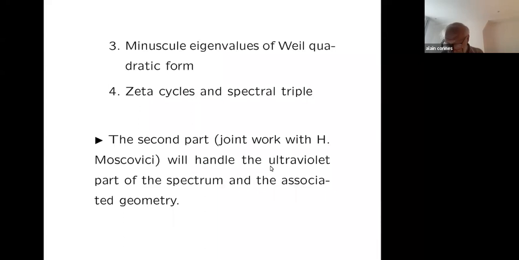In the second part of my talk, Henri gave a beautiful talk last week in the seminar of Piotr Ayach. I hope I will be able to add relevant stuff to what he said, but I will start from the start and recall everything. This second part will handle the ultraviolet part of the spectrum, the ultraviolet part of the zeros of zeta, and the associated geometry. Both aspects will be deeply related to non-commutative geometry.